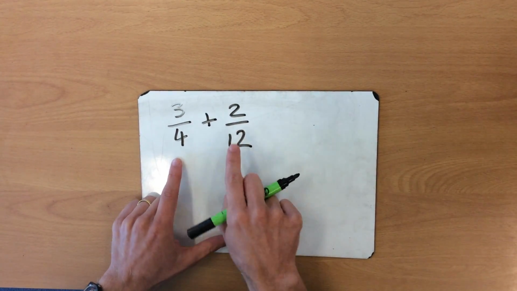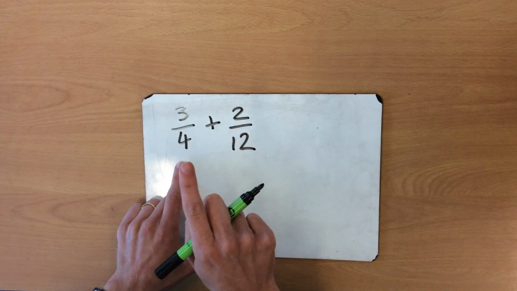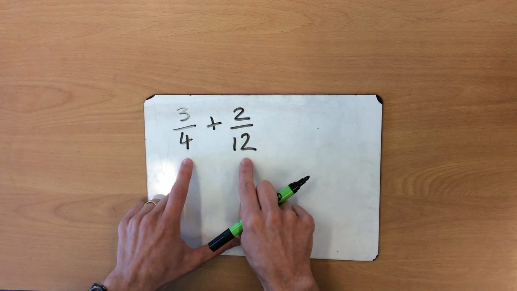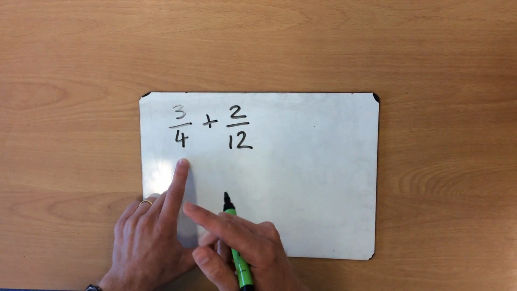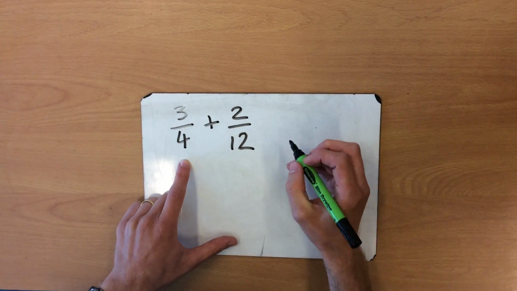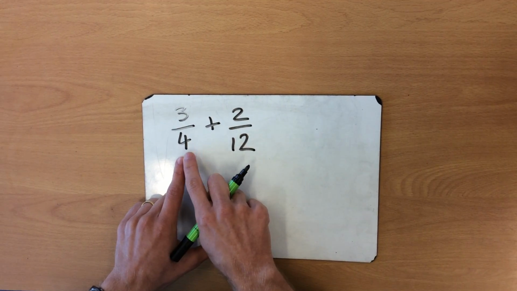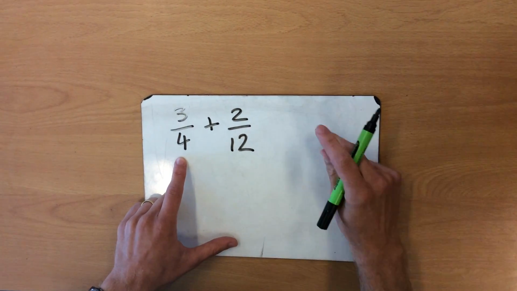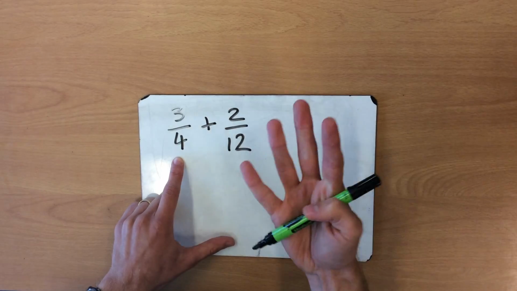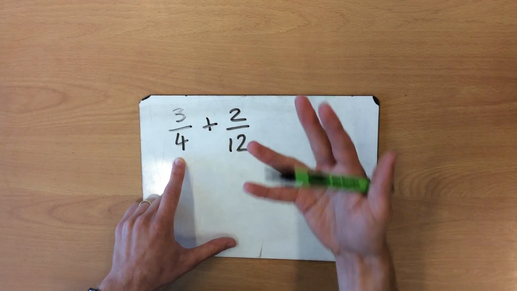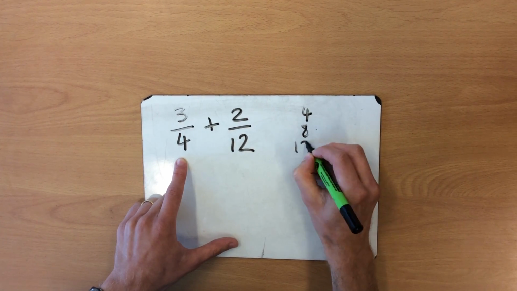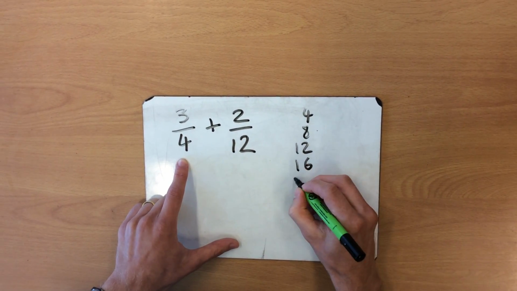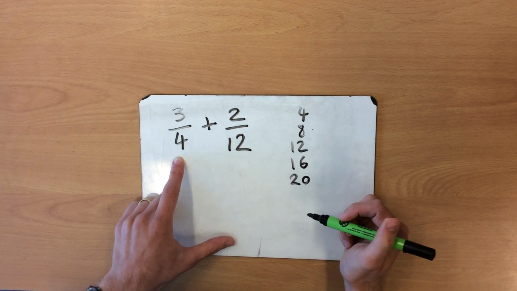So step one for solving a calculation like this, and it's the same for subtraction, is to find that common denominator. Find a denominator that's the same for both. And to do that, remember we did this before in year 5, I'm going to start with my smallest denominator, which is 4, and I'm just going to write the 4 times table, but I'm only going to do the first 5 multiples of 4, I should say. So that is 4, 8, 12, 16, and 20. Now I'll stop there for now.